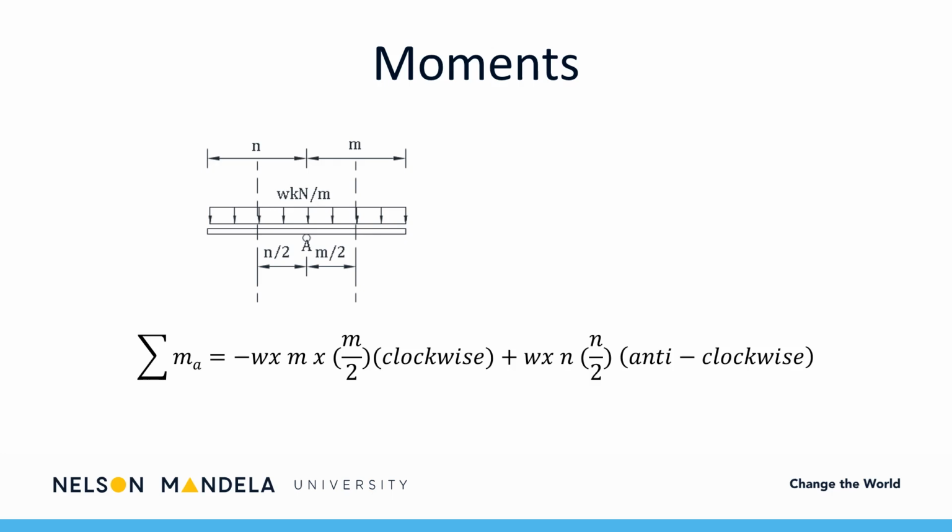Then I go to the next one. W times n. Then I've converted that. I know that is acting at the center of my load, and then I multiply by n over 2. N over 2 is the distance from the center of my UDL, the one on the left hand side, to where I am taking moments, to A, and that one is going anti-clockwise. I hope you understand the concept.